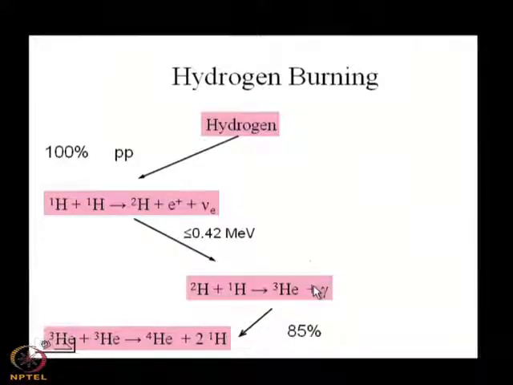Now, so we have produced helium-3. And in the third stage of the reaction, what happens is that two helium-3 nuclei, so you have one such thing being produced, and suppose another helium-3 is produced, these two helium-3 nuclei will collide to form a helium-4 nucleus, and two more protons are released.